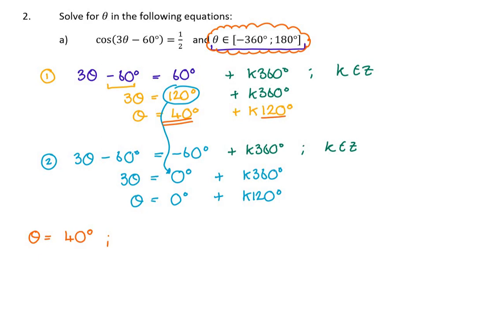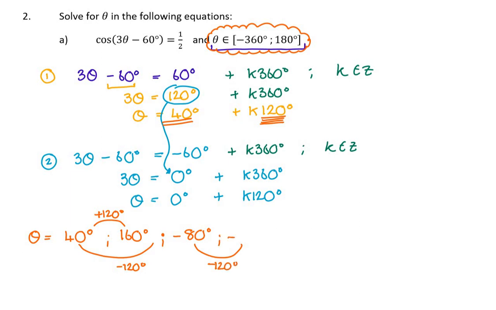Now I'm allowed to add, and always check, don't just assume it's 360. I'm allowed to add 120 and subtract 120. So if I add 120, I get 160, and that's acceptable. Now if I add 120 again, I'll definitely be bigger than the 180, so I have to stop. But I could minus 120 from the original 40, and then I get minus 80 degrees. And that's acceptable, and I can keep going.